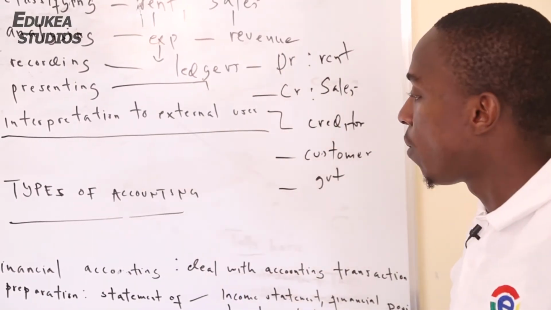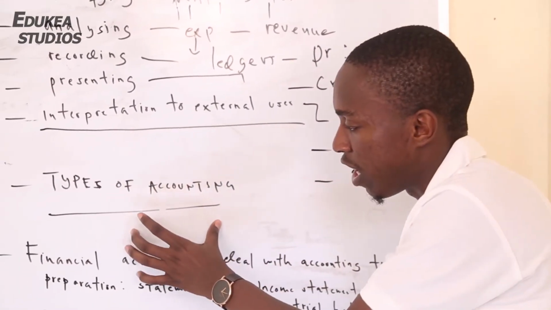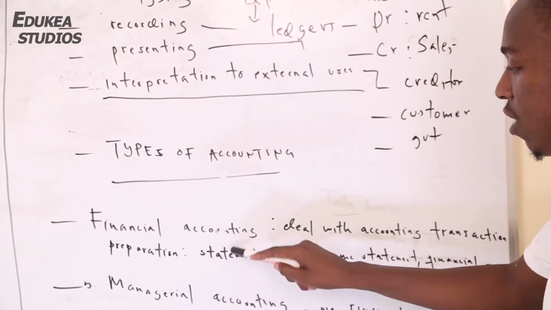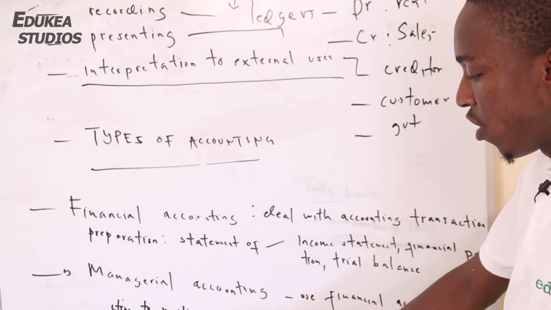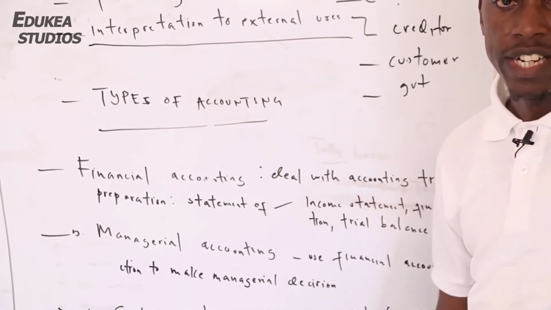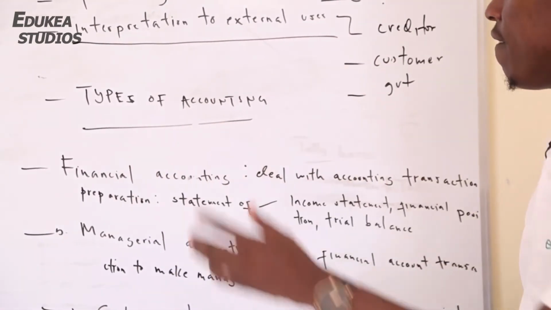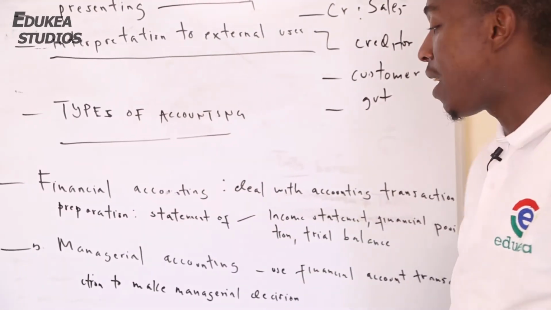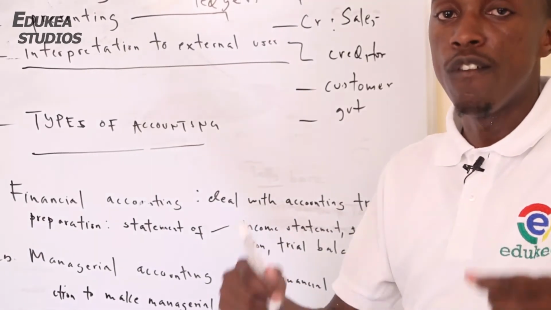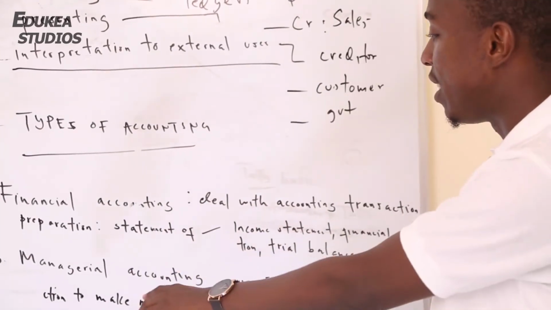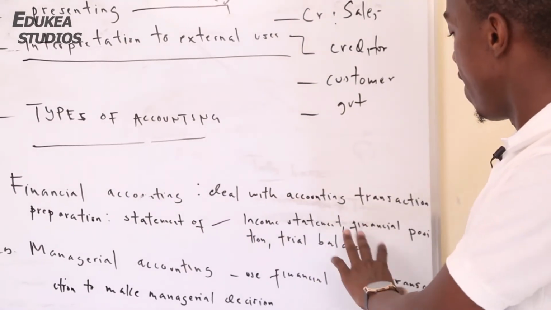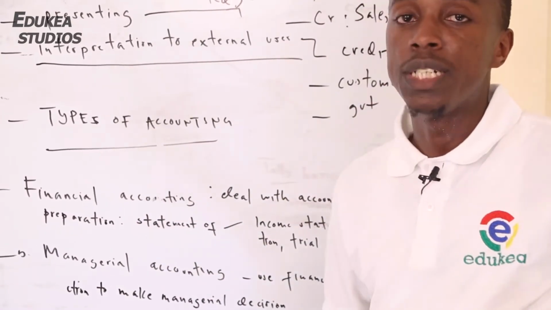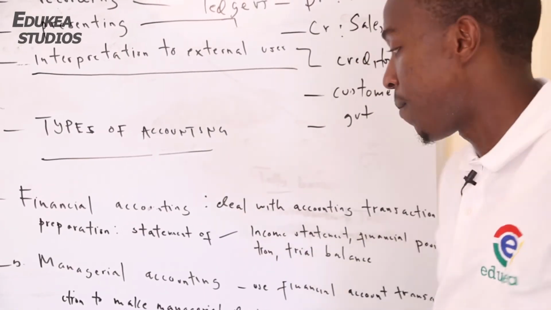For a quick look, let's check the types of accounting which we have. We have three major types of accounting: financial accounting, managerial accounting, and cost accounting. What is financial accounting? As the word itself says, financial accounting deals with the preparation of accounting transactions, the part where we deal with recording our transactions. Here you can see statements like the income statement, financial position, and the trial balance. So this is the accounting which deals with preparing the financial transactions.